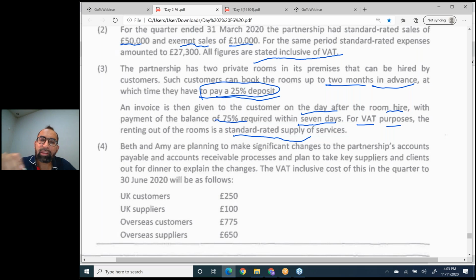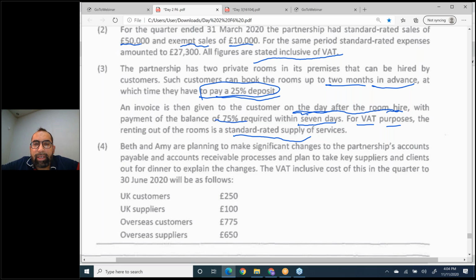Now for the remaining 75%, again come to the basic tax point. Listen very carefully and check the 14 days rule. I hope you remember the 14 days invoice rule. If you have issued the invoice within 14 days from the basic tax point, then the invoice issuing date will be your actual tax point. You can see here, an invoice is given to the customer on the day after the room hire, just one day after. So one day means within 14 days. So the day when you issue the invoice will be your actual tax point for the 75% amount.